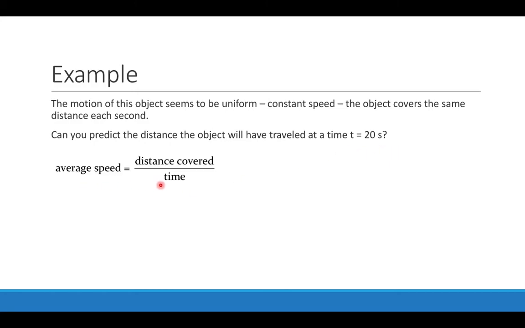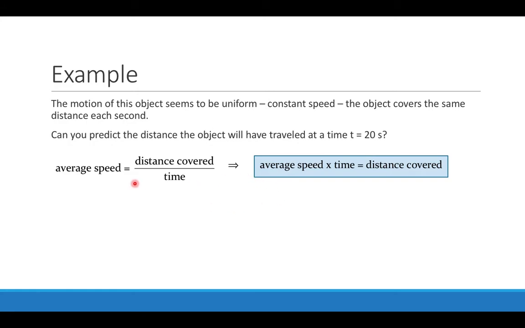So we know that the average speed is the distance covered over the time. And so we can multiply both sides of this equation by time. If we multiply both sides of the equation by time, it cancels out the time on the right side, multiplies the time on the left, and we get that the distance covered is just the average speed multiplied by the time.